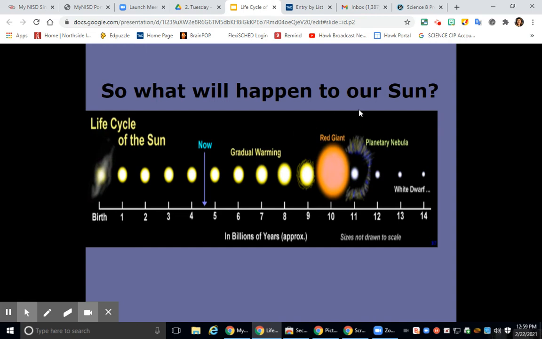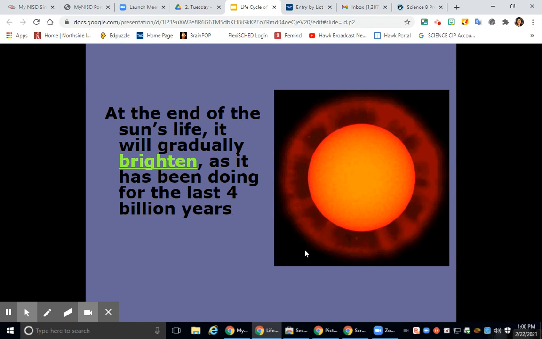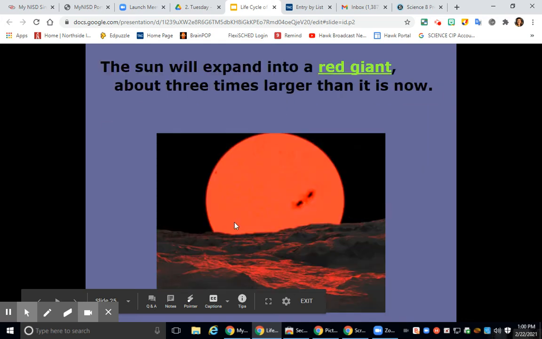So, what will happen to our sun? Eventually, it's going to increase in size, become a red giant, explode into a planetary nebula, and then a white dwarf. But don't worry, that's going to happen in billions of years. At the end of the sun's life, it will gradually brighten as it's been doing for the last 4 billion years. The sun will expand into a red giant about 3 times larger than it is now.